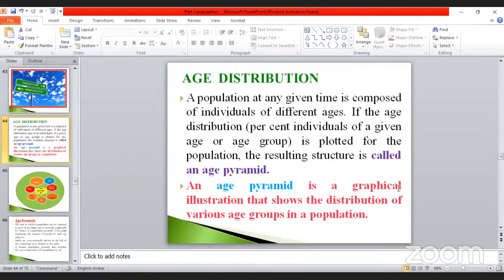The age pyramid is a graphical illustration that shows the distribution of the various age groups in a population. These are the people we already saw from birth to death, all living in a particular population. Take an example in your family. You are the young one, your brother or sister is also young, you are the elder. Father and mother, these are all old citizens. Grandmother. So you can imagine.